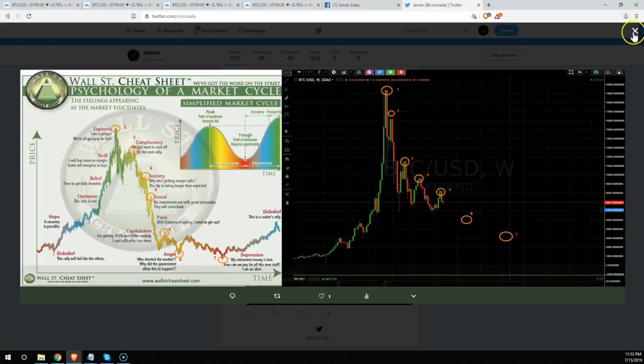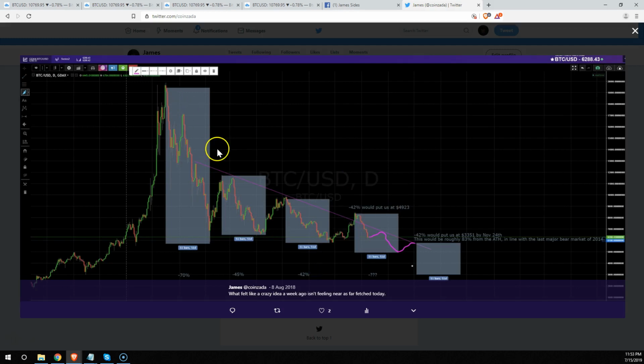I did a more detailed chart using fractals here. This was on August 8th, 2018. And you can see that I was calling for a bottom of $3,351 by November 24th. We actually hit $3,100 on December 14th, right? 3 weeks later, and within about $200 of my call.